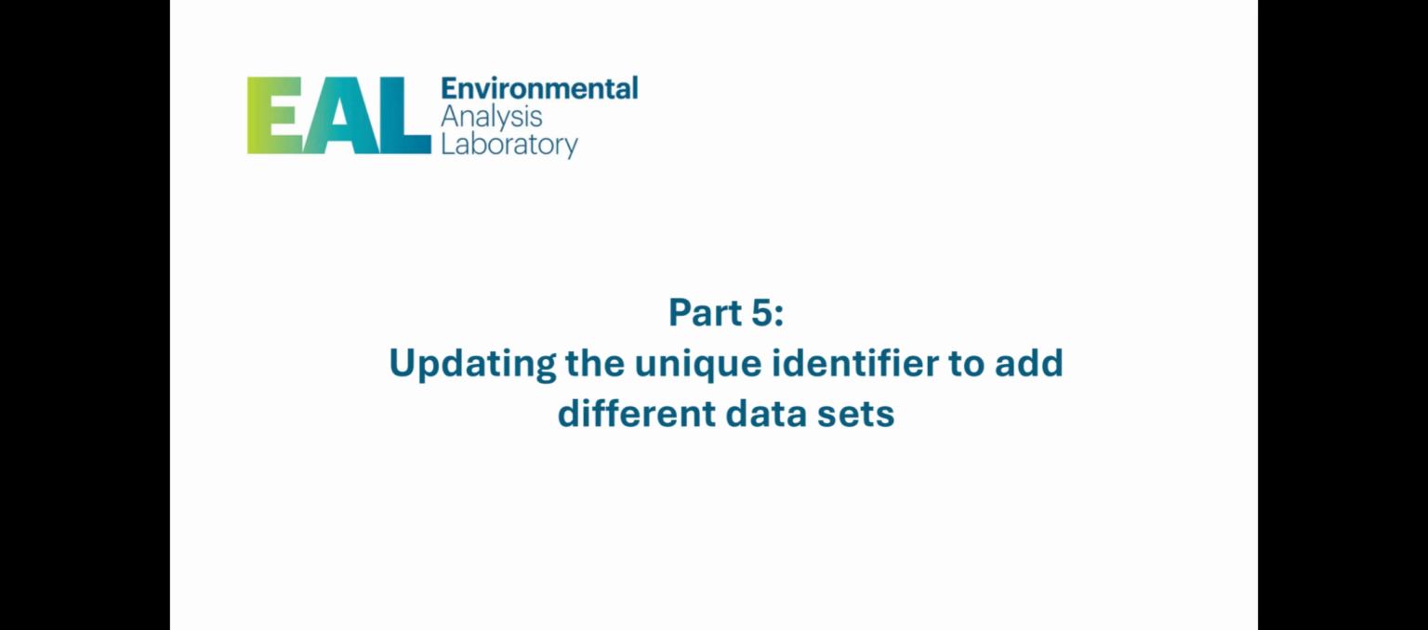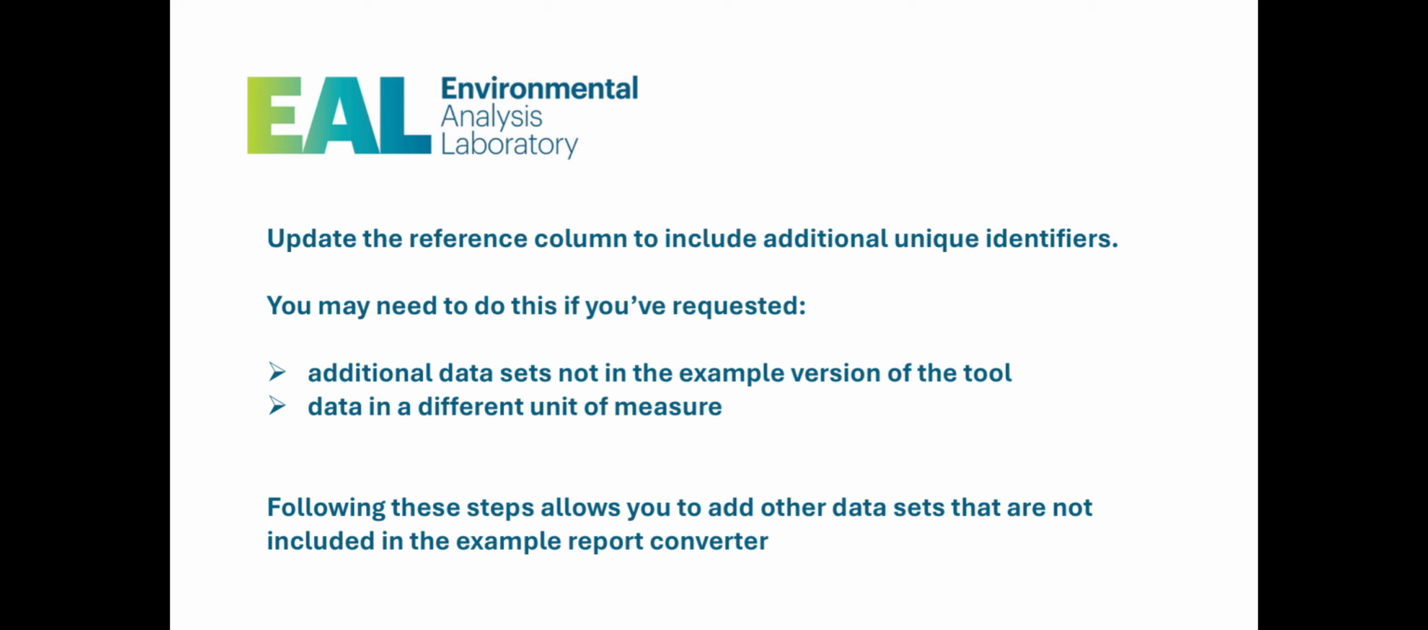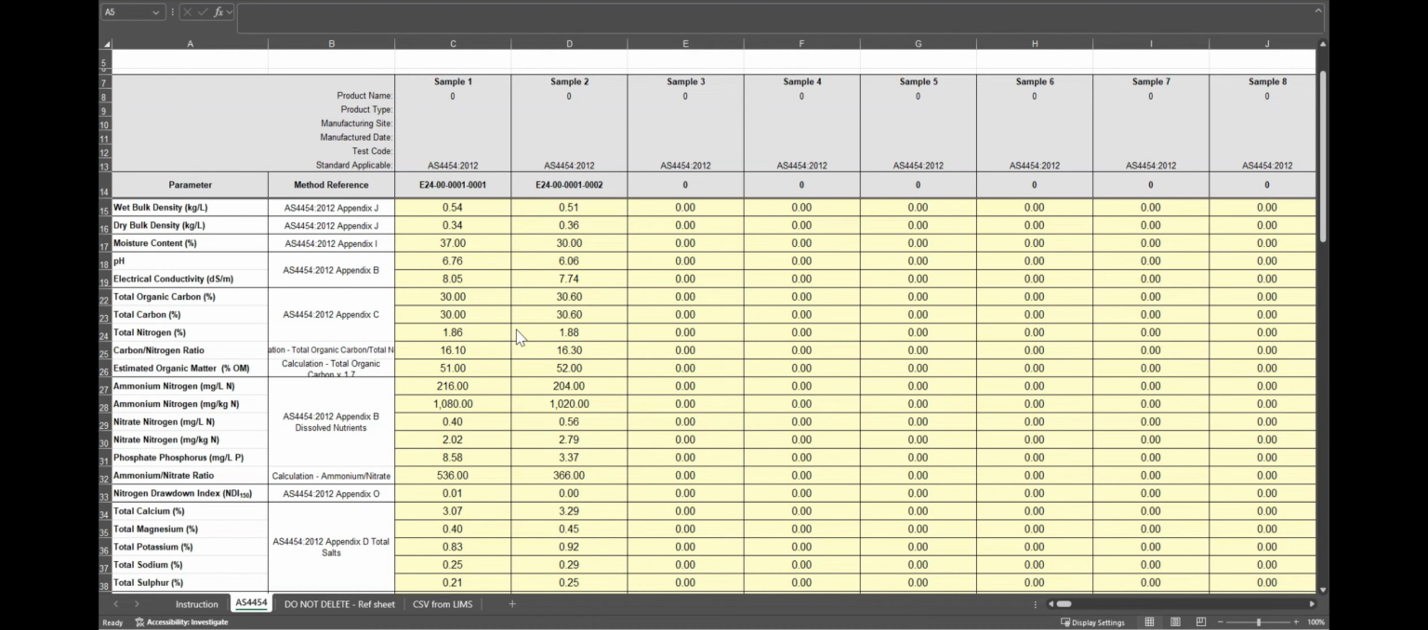If the unique identifier changes, or you need to add more rows of data from your EAL CSV report, you'll need to update the CSV mapping reference column to include the new identifiers. This might also be necessary if your data is provided in a different format, such as using a different unit of measure. Here's a step-by-step guide for adding new data.